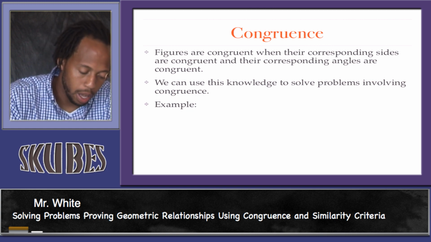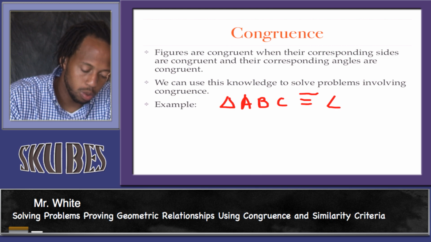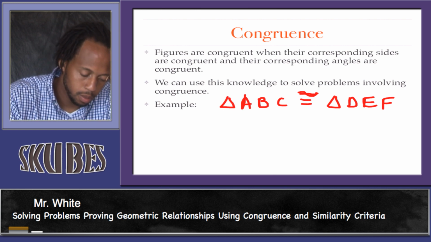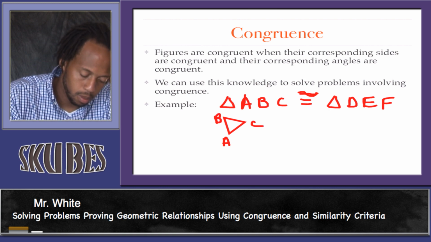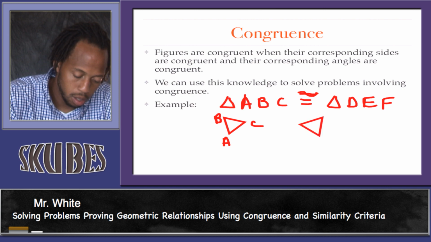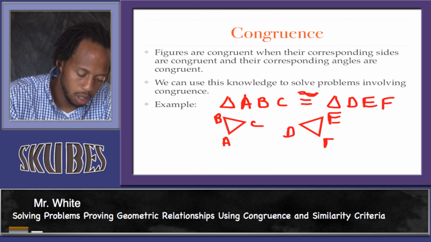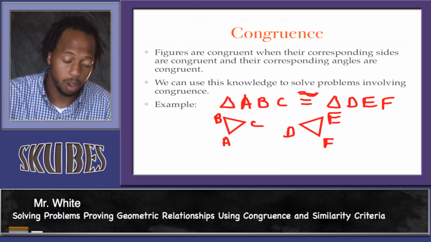So, let's say for example, we have triangle ABC is congruent to triangle DEF. And so I'm going to also draw those two triangles. Triangle ABC and triangle DEF. And so again, in order for two figures to be congruent, their corresponding sides are congruent and their corresponding angles are congruent.